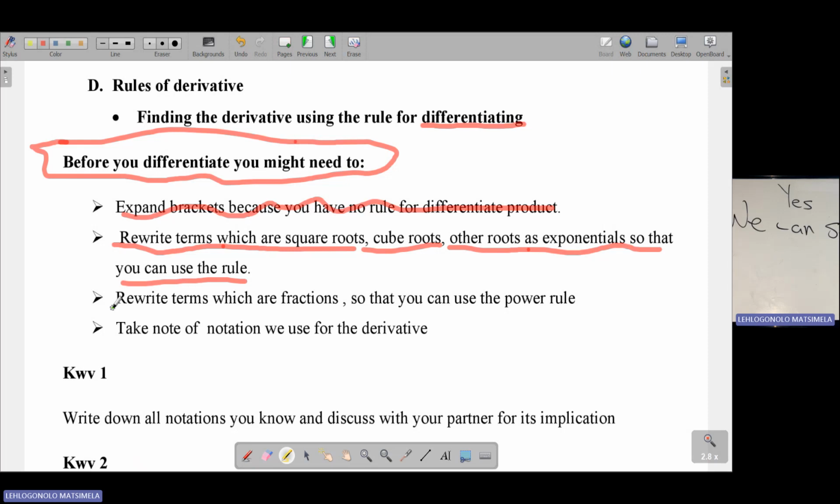Now, rewrite the terms which are fractions, so that you can use the power rule. Make sure that you understand what they mean when they say rewrite terms which are fractions. If the x that we are looking for is in the denominator, rewrite it to be in the numerator, multiplying with the coefficient. Also take note of the notation we use for the derivative.